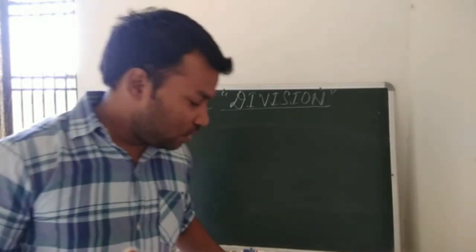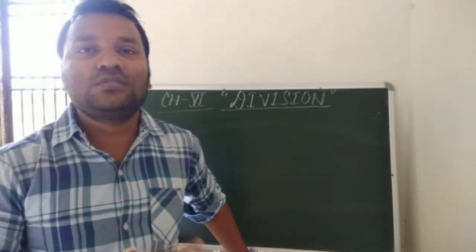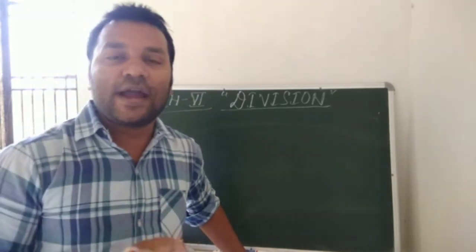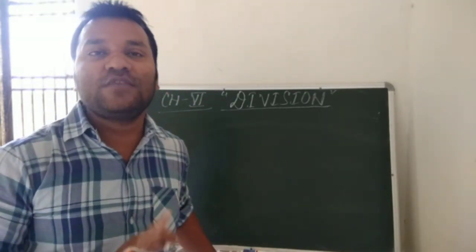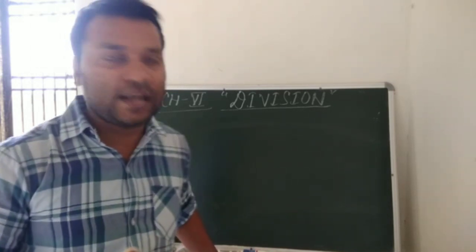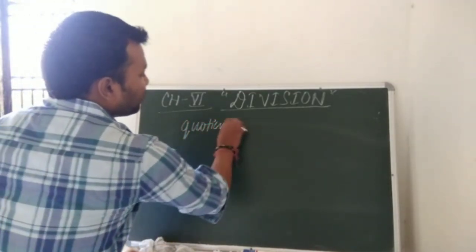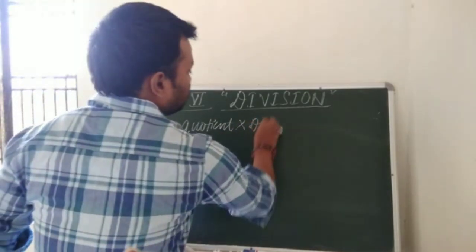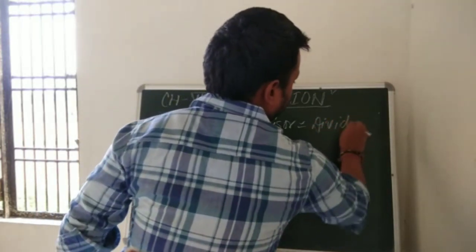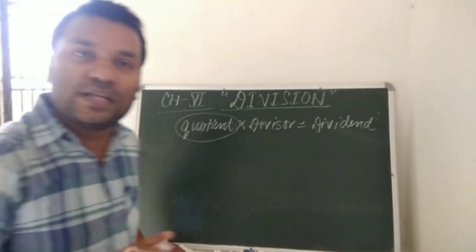So let's start. Students, first of all we will talk about the object of division, that is, why we divide two numbers by each other. The object of division is to find a quantity called the quotient by which the divisor must be multiplied so as to produce the dividend. That is, when the quotient is multiplied by the divisor, we will get our dividend. To find this quantity, the quotient, is actually our object of division.